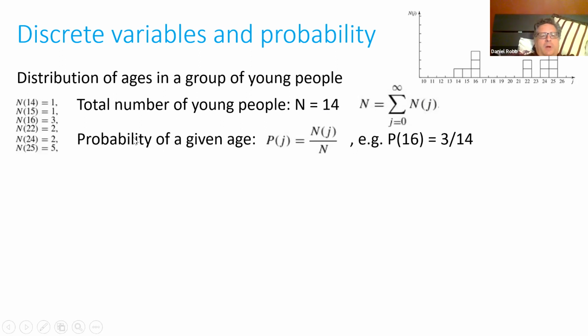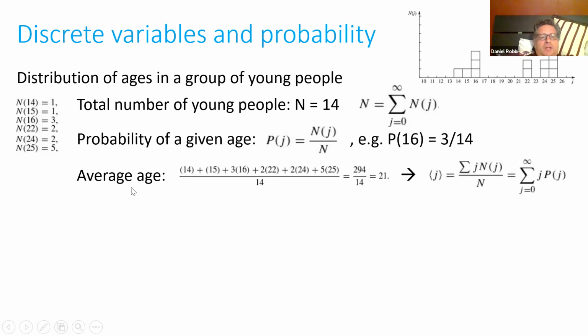Another interesting quantity is the probability of a given age. The probability of a certain age would be the number of people at that age, n of j, over the total number of people. So just as an example to illustrate that, the probability of a 16-year-old in this group of 14 young people would be n of 16, which we see as 3, over n, which we see as 14, so 3/14. So 3/14 would be the probability that, if we selected one of these young people at random, they would be a 16-year-old. Okay.